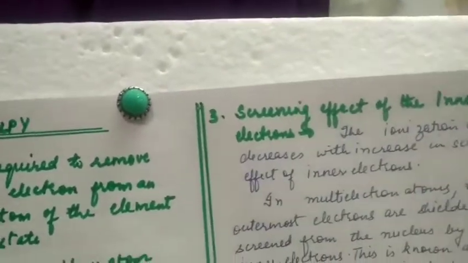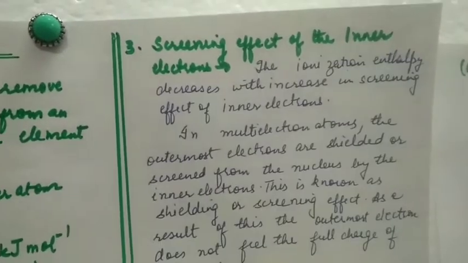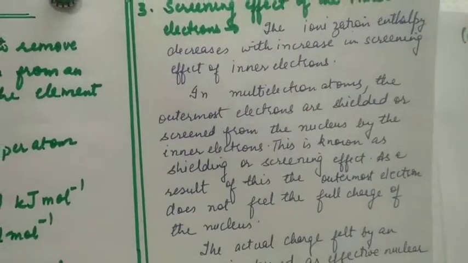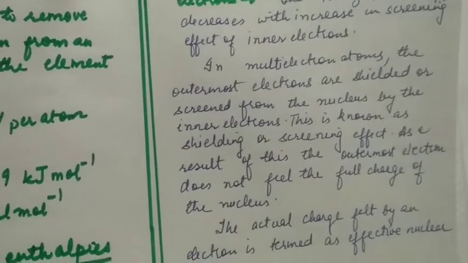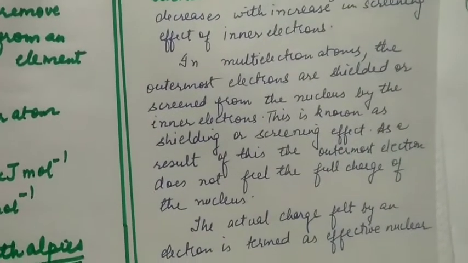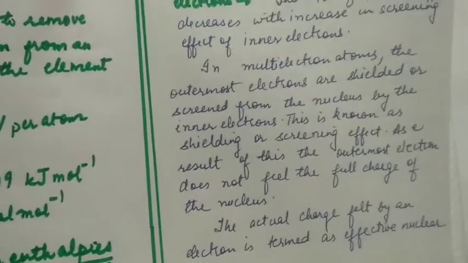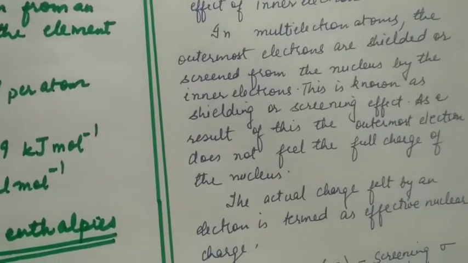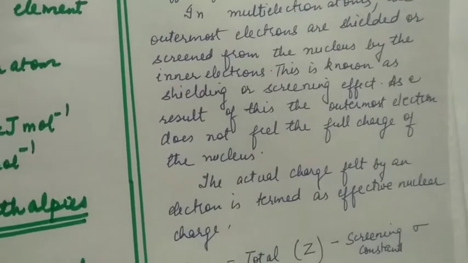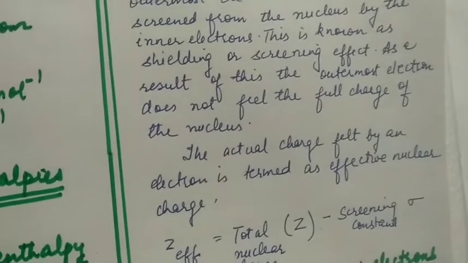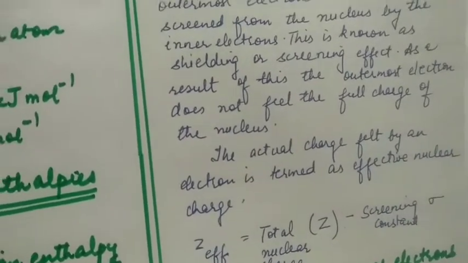Screening effect of the inner electrons. The ionization enthalpy decreases with the increase in screening effect of inner electrons. In multi-electron atoms, the outermost electrons are shielded or screened from the nucleus by inner electrons, and this is known as shielding or screening effect. As a result of this, the outermost electron does not feel the full charge of the nucleus.